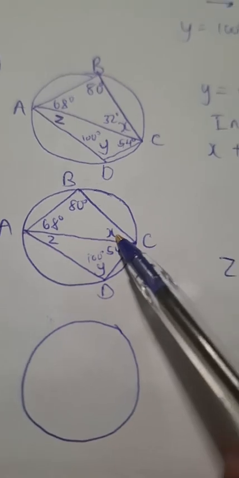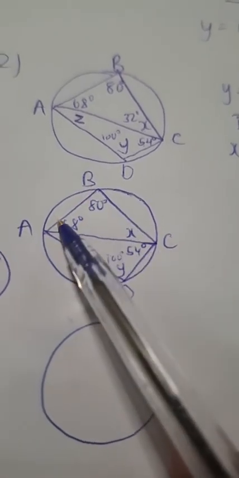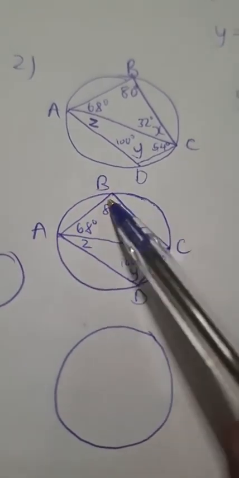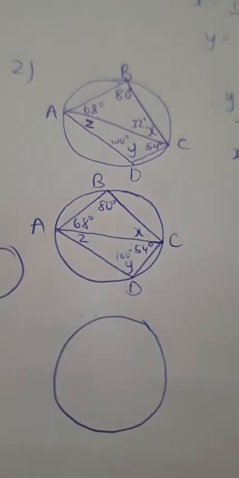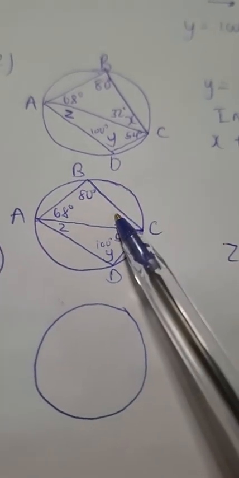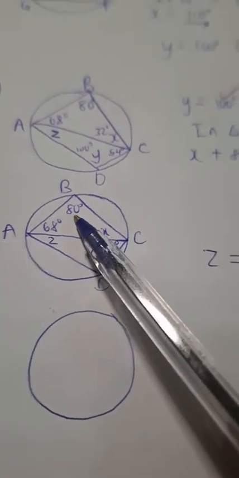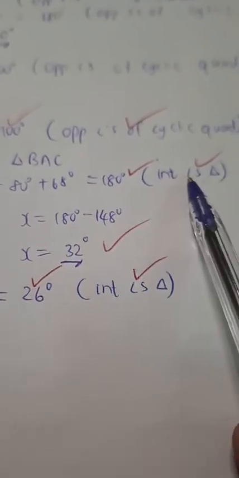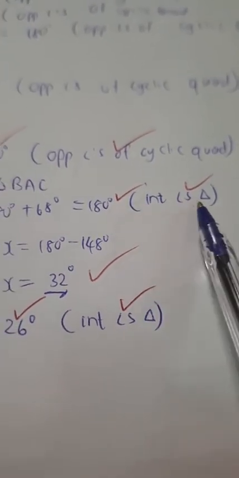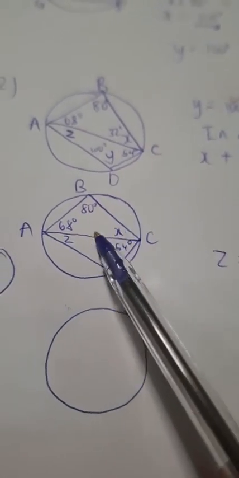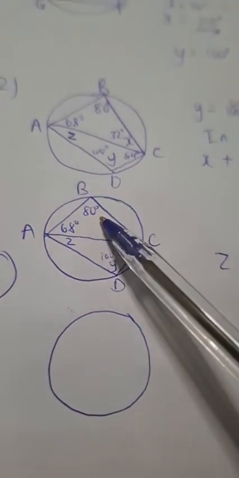Can you find x? Yes, you can. But what do you use to find x? You look in triangle BAC. What do you know about these three angles inside the triangle? The sum of the angles in a triangle add up to what? 180. So that's why they said x plus 80 plus 68 is equal to 180 degrees. What's the reason? Sum of angles in a triangle, or you can say interior angles of a triangle.